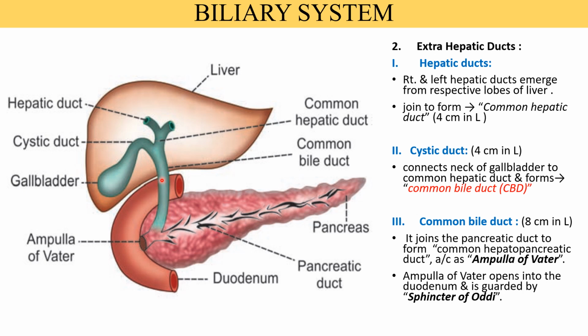The last is the common bile duct. It is about 8 cm in length and joins the pancreatic duct to become the hepatopancreatic duct, also known as the ampulla of Vater. From this ampulla, the bile which is secreted is released into the duodenum on demand basis. Now let us see in detail about the functions of liver and its secretion bile.